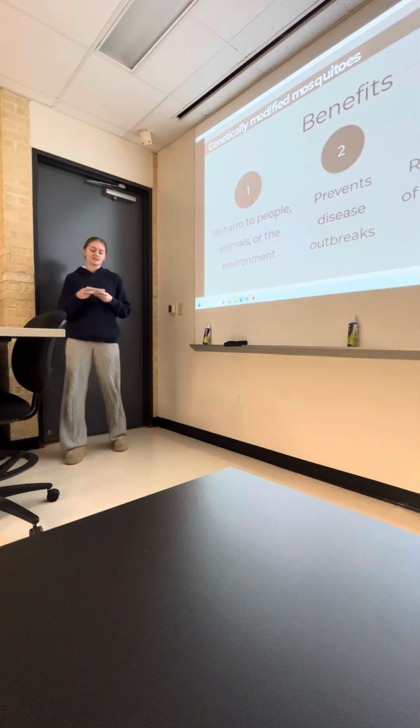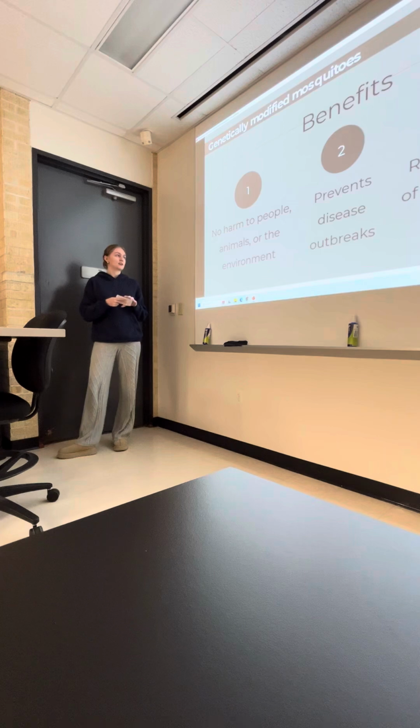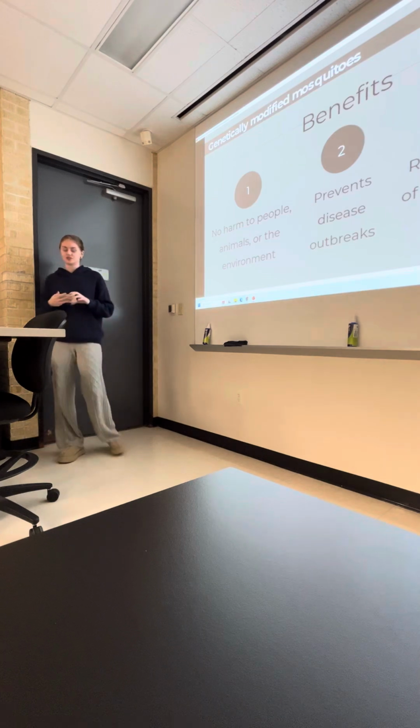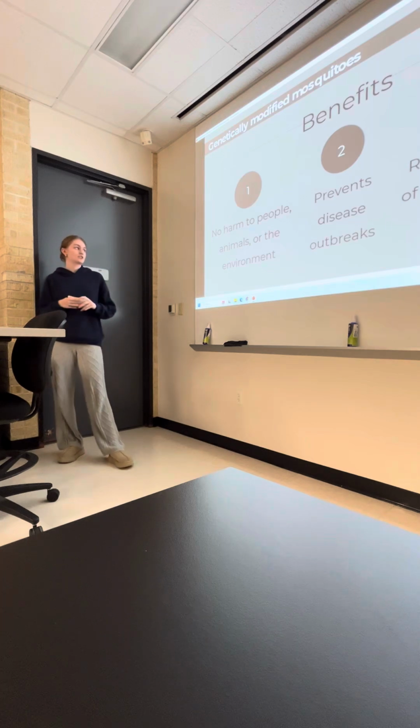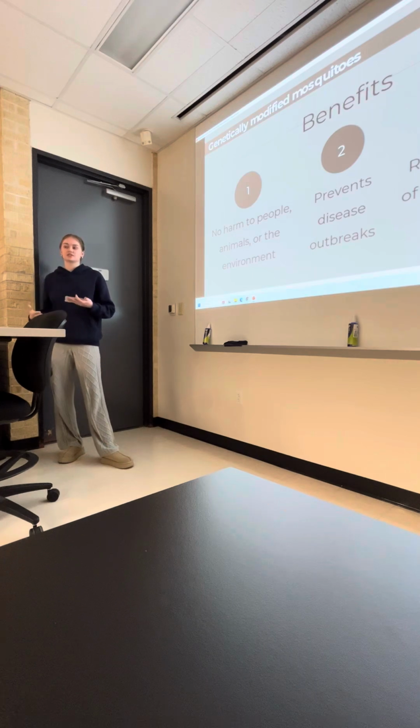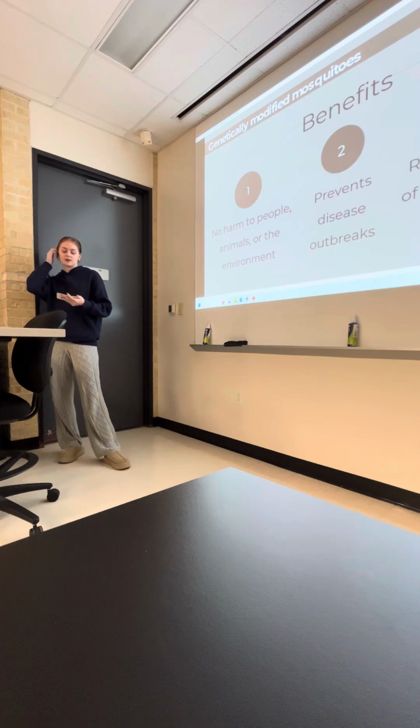So what are the benefits of this? In 2019, the Environmental Protection Agency evaluated potential risks of releasing genetically modified mosquitoes into the environment, and they actually found that there are no harms to people, animals, or our environment. And over months when you release the genetically modified mosquitoes, the release is meant to reduce the number of wild mosquitoes, preventing disease outbreaks, and the CDC states the best way to prevent an outbreak of malaria is to control the mosquitoes before an outbreak can happen.